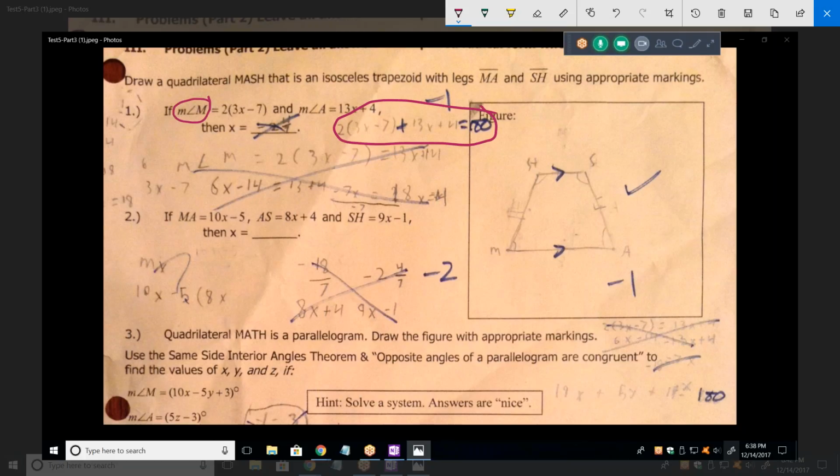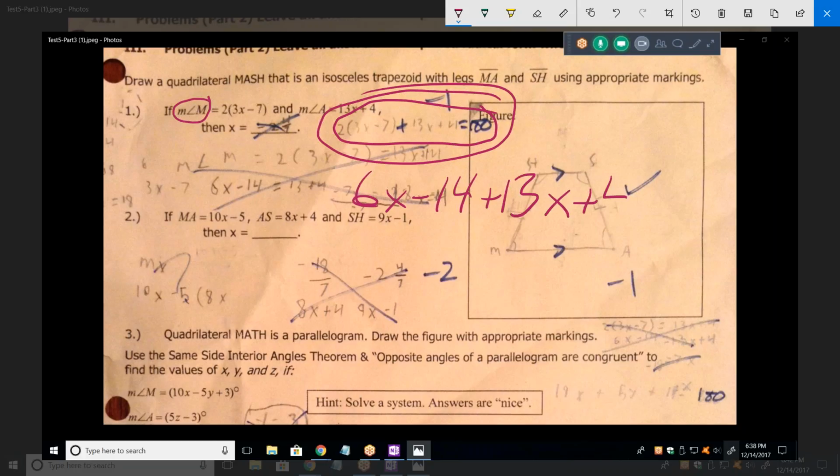Give me the next line. In other words, solve this right here. So we first want to distribute 2 to 3x and negative 7. Just read the next line to me. That's all I need you to do. Okay. So 6x minus 14 plus 13x plus 4 equals 180. Okay, now the next line. So then we could say 19x minus 10 is equal to 180.